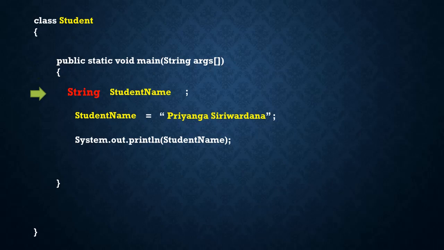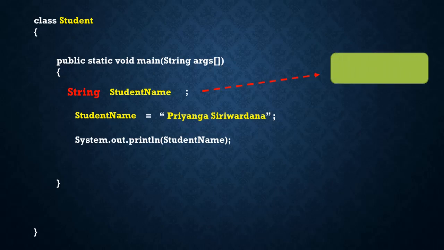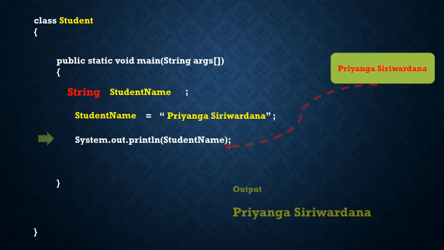And here I am creating a string variable. So what happened? Once I execute this line, in your main memory it will create a memory space for your variable. And then when I come to the next line, it will initialize the variable and put the value into that memory space. You can see here I got Priyanga Sirivardhana. And then when you come to the next line, it will access the value of the student name. Fine. Now see, it will access the student name value, that is output as Priyanga Sirivardhana.